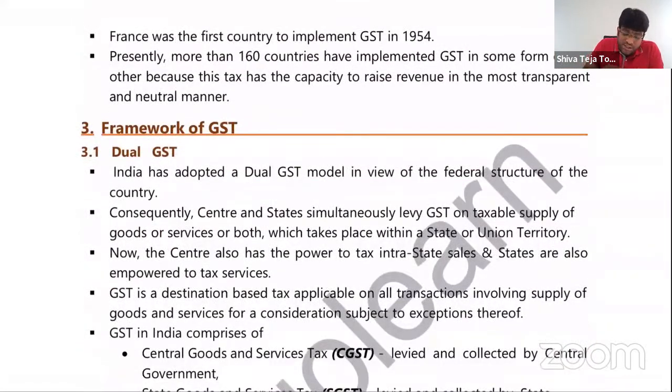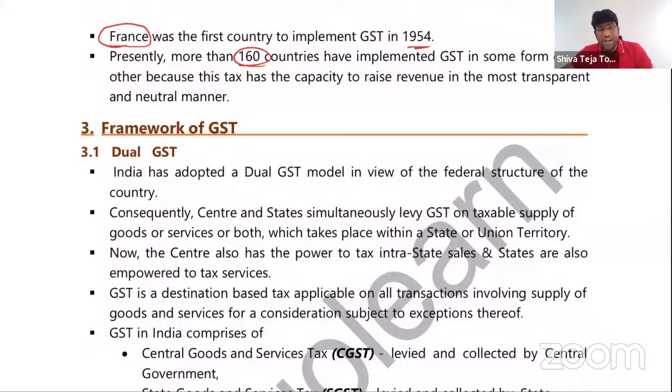In fact, my dear friends, please don't think that India has invented GST. France was the first country to introduce GST way back in the year 1954. And more than 160 countries across the world have already introduced GST. And in India, we did not copy the France model. We have copied the Canada model. That model is called the dual GST model.